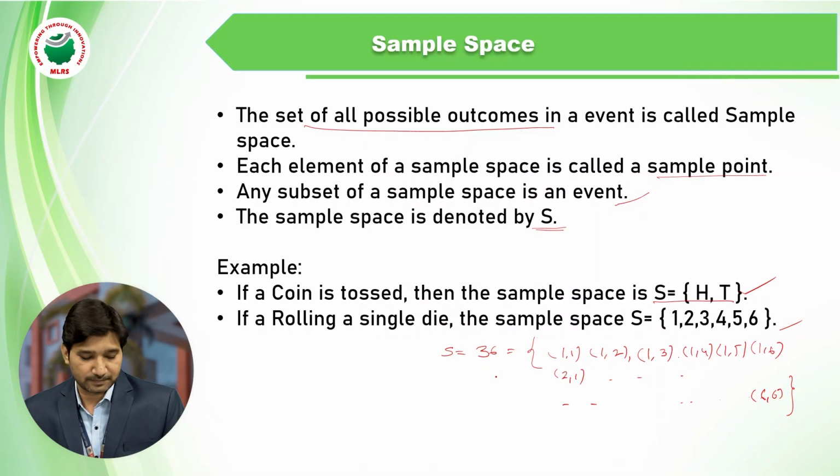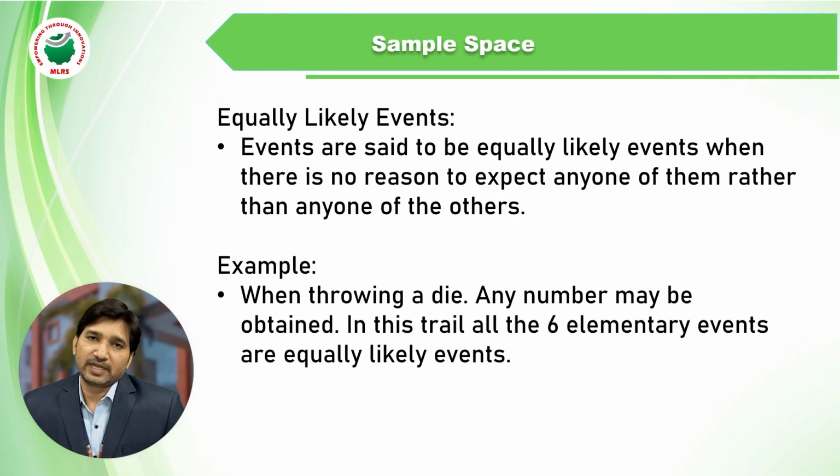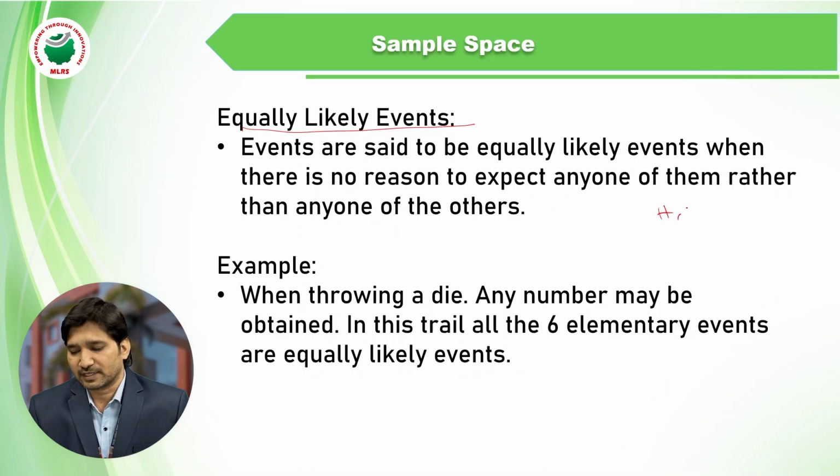Next, equally likely events. Events are said to be equally likely when there is no reason to expect any one of them rather than any one of the others. If you toss a coin, you will get H and T, and H and T are equally likely events. If you throw a dice, you will get 1, 2, 3, 4, 5, 6, and all of them are equally likely events.